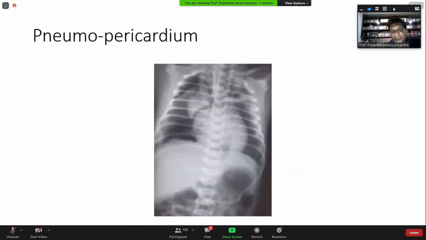The same thing is more clear here, right? The round is more clear here. You appreciate that halo around the heart. And the shape of the heart is more globular, right?